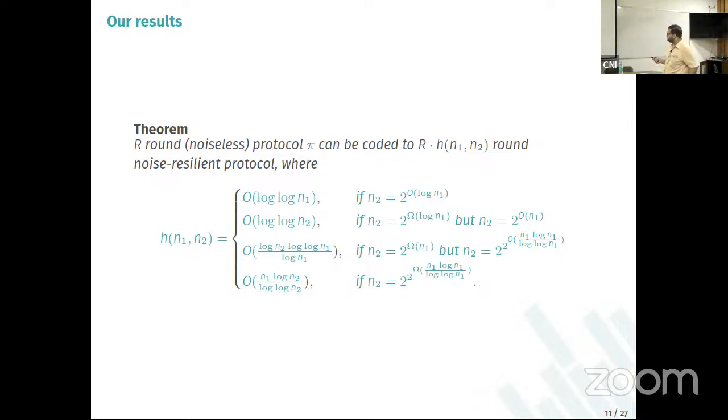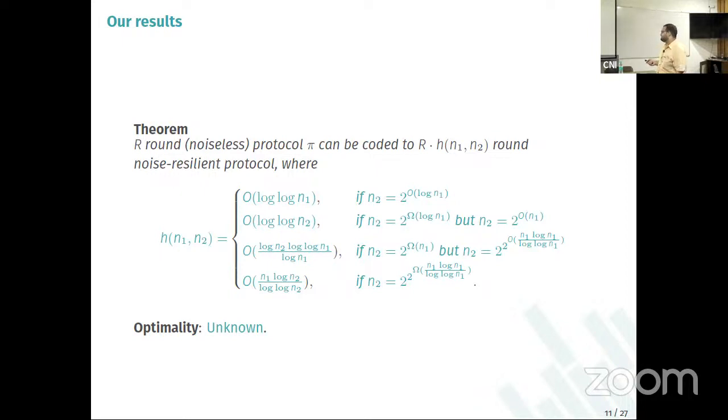And now comes the first question. When you see a result like this, one thing is of course how we prove it, but we'll come to that later. First, how do you evaluate such a result? The first thing to ask for is optimality. What do I mean by optimality? Can there be another coding scheme which also gives a noise-resilient protocol, but with a strictly lower overhead than H(N1, N2)?